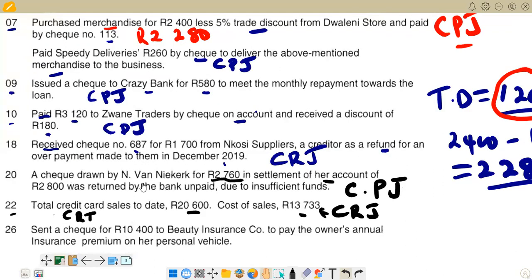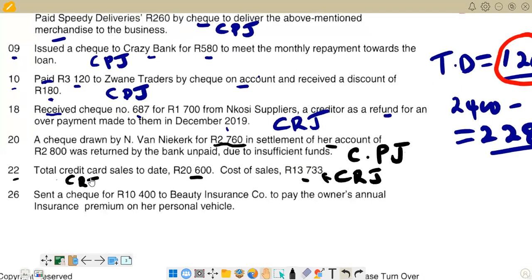We are on 22, so now we are on 26. So 26 reads, send a check for 10,400 to Beauty Insurance Company to pay the owner's annual insurance premium on a personal vehicle. We have 10,400. That's a check that was sent to Beauty Insurance. So this is a payment that is being made. So what does it mean? It means this one is going to affect our cash payments journal.